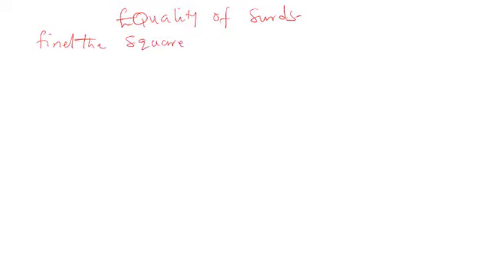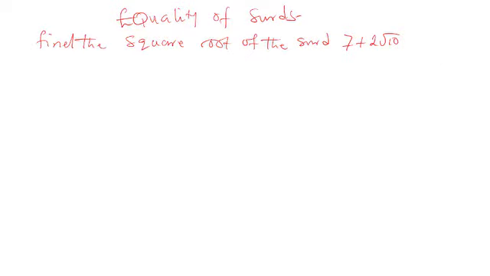Now, equality of surds. Find the square root of the surd 7 plus 2 root 10. You know, values of square root means something like this. That's the square root of a number.